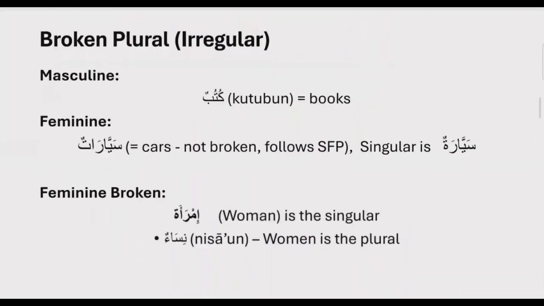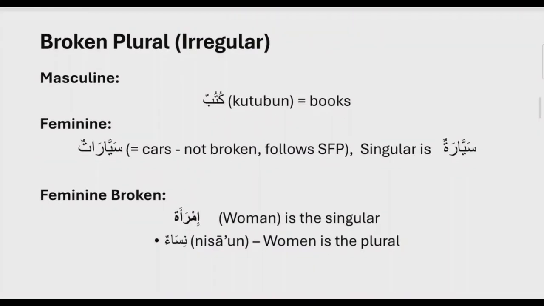All right, so kutub we did, sayyara, sayyaratun is singular and sayyarat becomes feminine plural. Even though sayyara is a car, it's not a human being, but you notice that sound feminine plural can be used for objects or things as well. Like sayyara is one example.